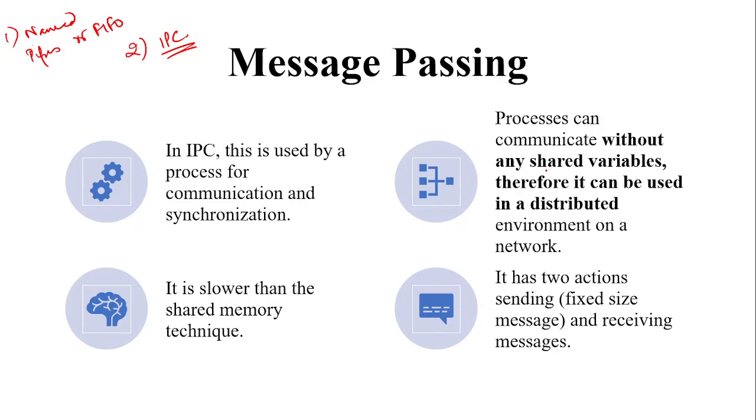Processes can communicate without any shared variables, therefore it can be used in a distributed environment. Apart from message passing, there was also another technique known as shared memory. The advantage of message passing over shared memory is that message passing does not need shared variables to be implemented. They can run without using shared variables, which is good because we can use it in a distributed environment on a network.